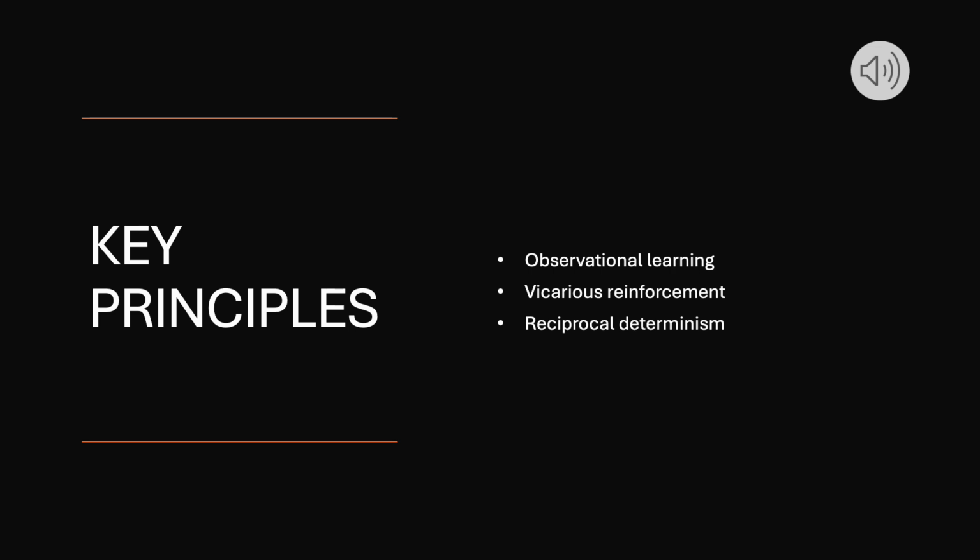The theory also highlights reinforcement and punishment, which includes vicarious reinforcement, where people learn by observing the consequences of others' actions. And Bandura introduced the concept of reciprocal determinism, which explains how personal factors, behaviors, and the environment continuously influence each other.